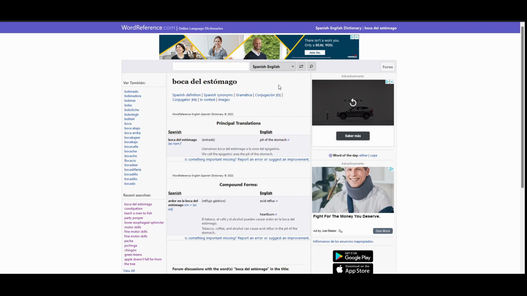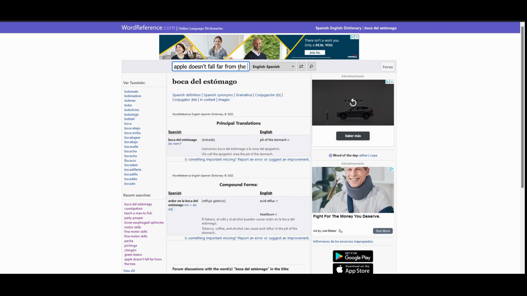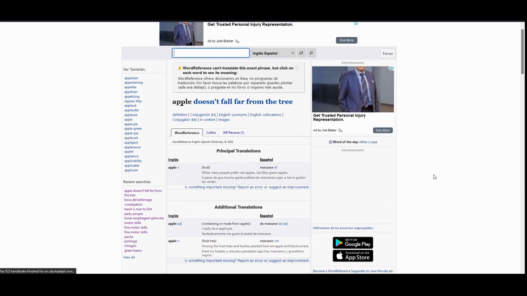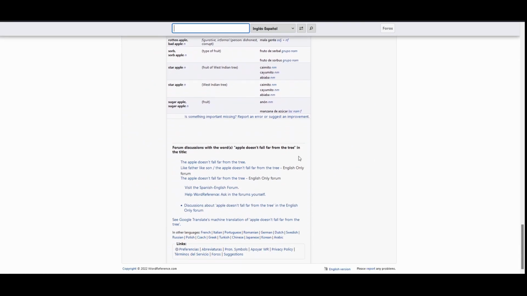Now, switching back English to Spanish, let's look up "apple doesn't fall far from the tree." So now we can see here, it's not giving us those suggestions like before, because really Wordreference is designed for very short phrases or single words. So when we look up "apple doesn't fall far from the tree," we might find some stuff in the forums, but look at all this stuff. You've got to really sort through all these things, and then you can go down to the forums. But even then, the forums are in no way, shape, or form really any kind of official source.